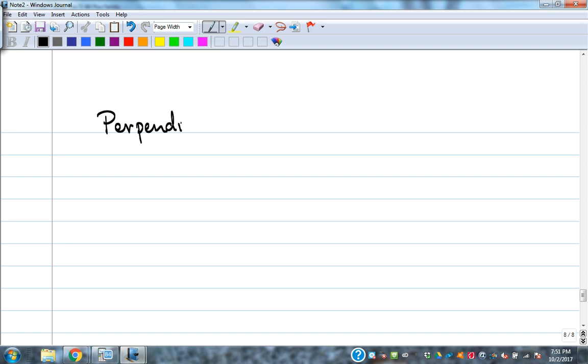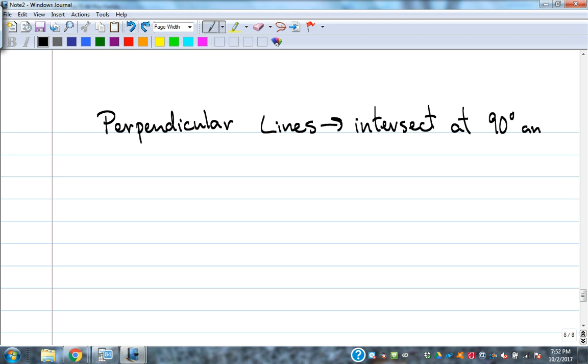Perpendicular lines. What do we know about perpendicular lines? They do cross. They do intersect at 90-degree angles. That's what makes them perpendicular. And that's what makes this whole thing work, the fact that they're intersecting at 90-degree angles. The slopes are opposite reciprocals.